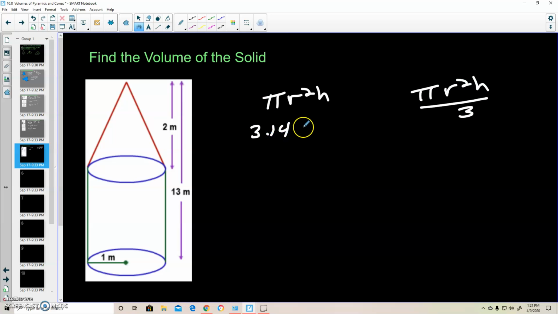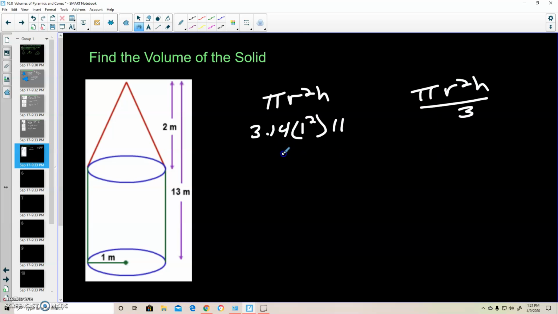So let's do the cylinder first. 3.14. Radius is 1. Square it. Well, we know what that is. And the height, you got to subtract. The height of the cylinder is right here. So it's 13 minus 2, which is 11. Okay? So, again, squaring 1 doesn't change anything. We're just going to do 3.14 times 11. You're going to multiply by 1, which obviously doesn't change anything. And we should get 34.54.